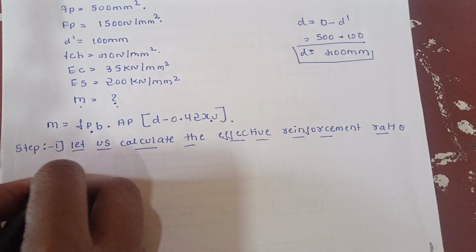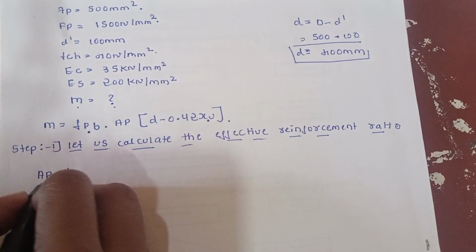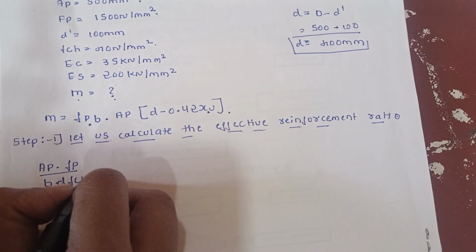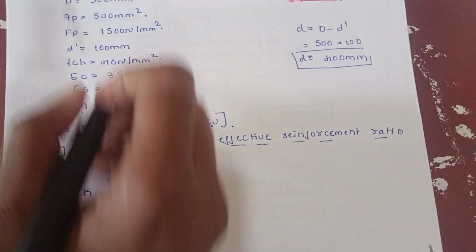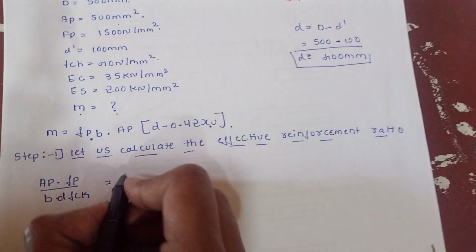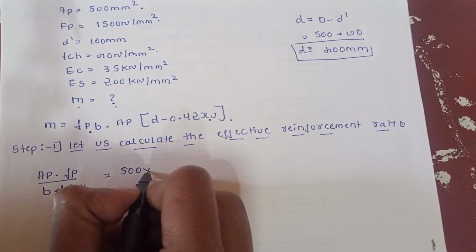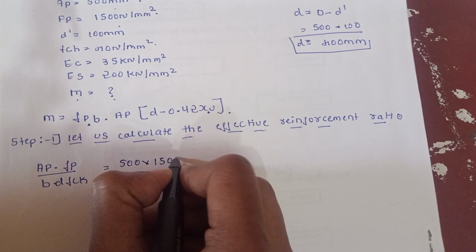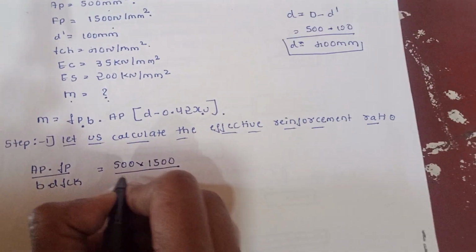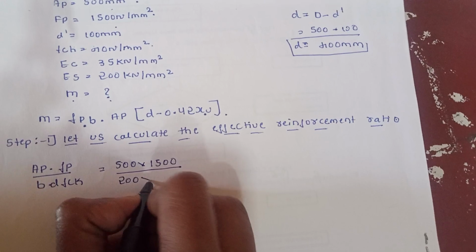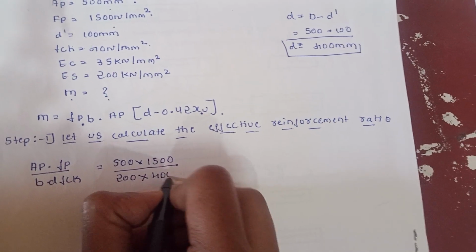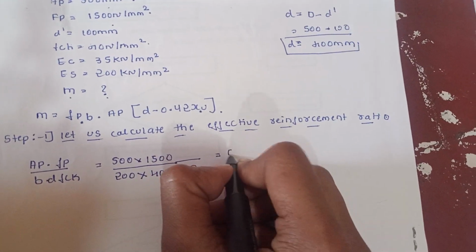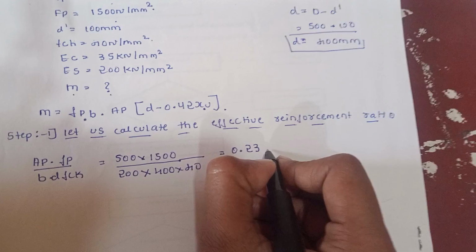The formula is AP into FP divided by BD into FCK. We know AP as 500 mm square and FP value is 1500 Newton per mm square, divided by B is 200 mm into D is 400 mm into FCK value is 40. We got the answer as 0.23.